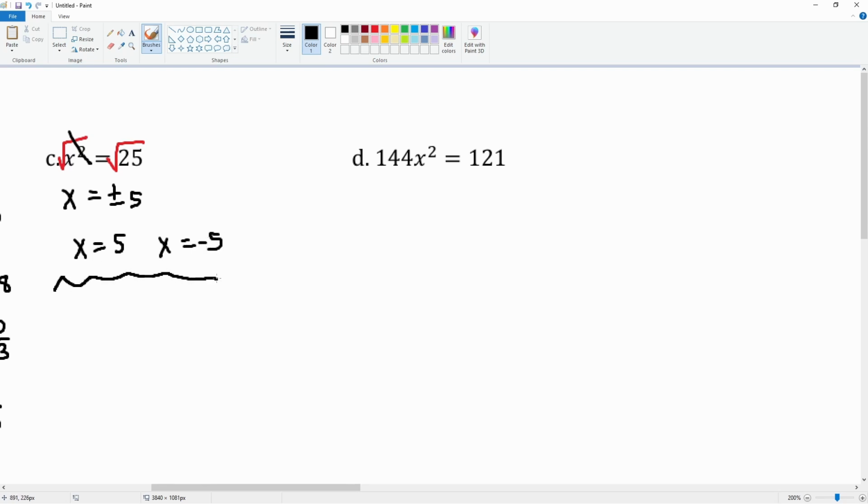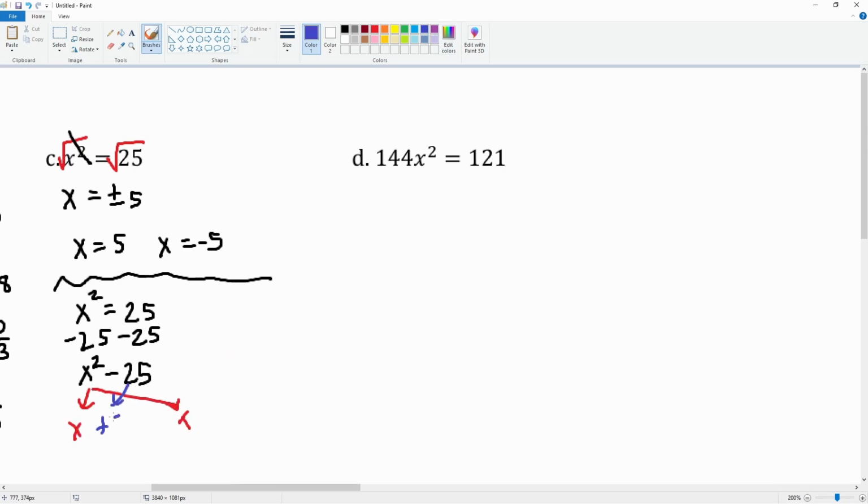Let's say you didn't do that, right? But what you did was you have x squared equals to 25. If you minus 25 to both sides, do you see how you get x squared minus 25? Now when you break it up into its factors, right? X and x, then this is plus 5 and this is minus 5, right? These are its factors. This should be a minus 5.